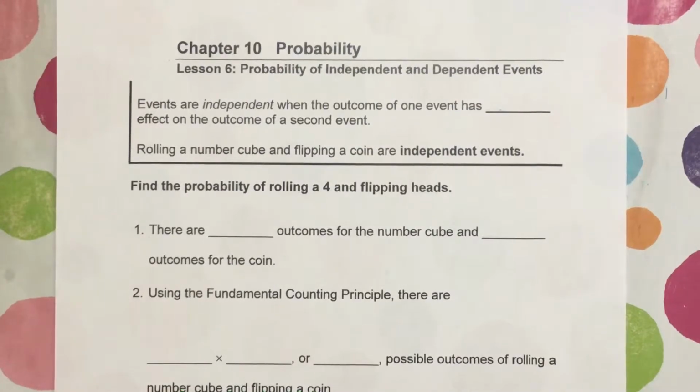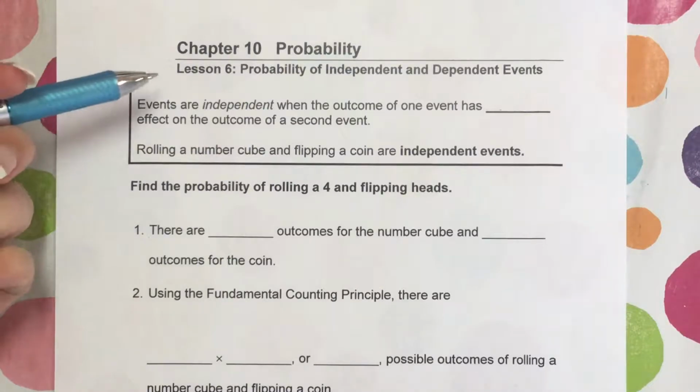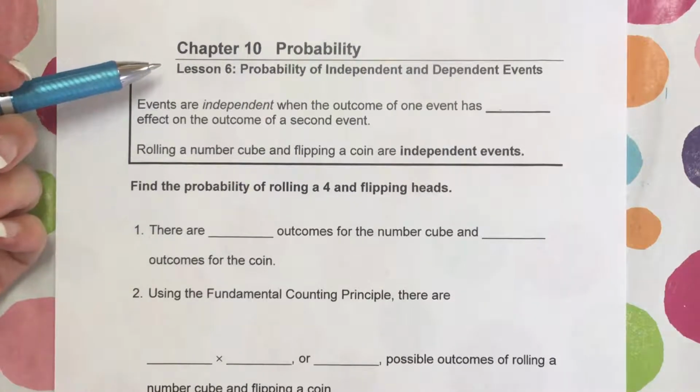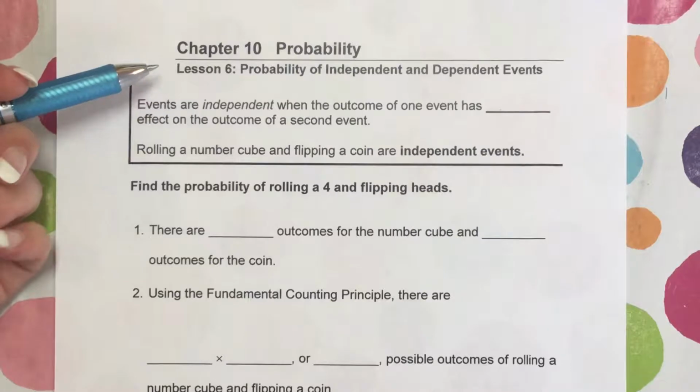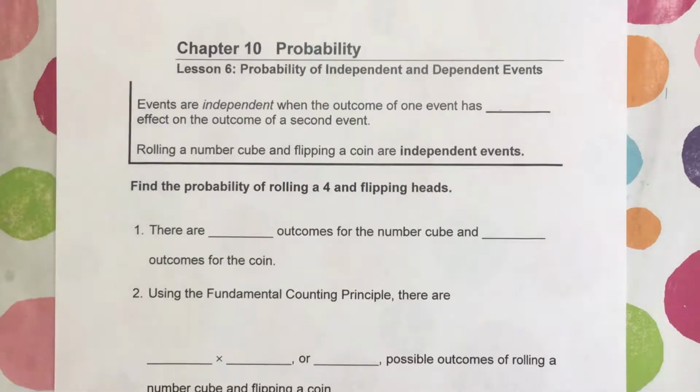Hello, hello. We are back with Chapter 10, Probability, focusing on Lesson 6, Probability of Independent and Dependent Events. So we're going to be focusing on two different types of probability today.